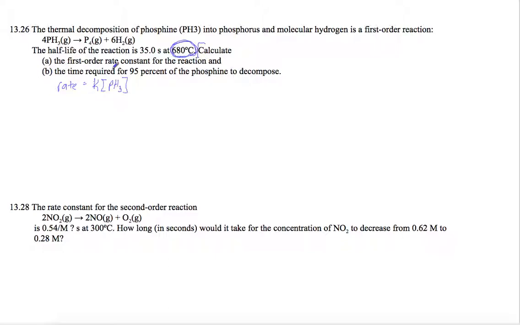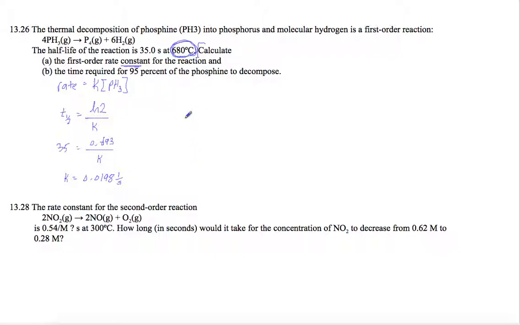If we want to figure out the rate constant, though, we can use the half-life equation. T1/2 is equal to natural log of 2 divided by k. We have 35 seconds, 0.0693 over k. So k is equal to 0.0198, 1 over seconds. Now we can plug it in.